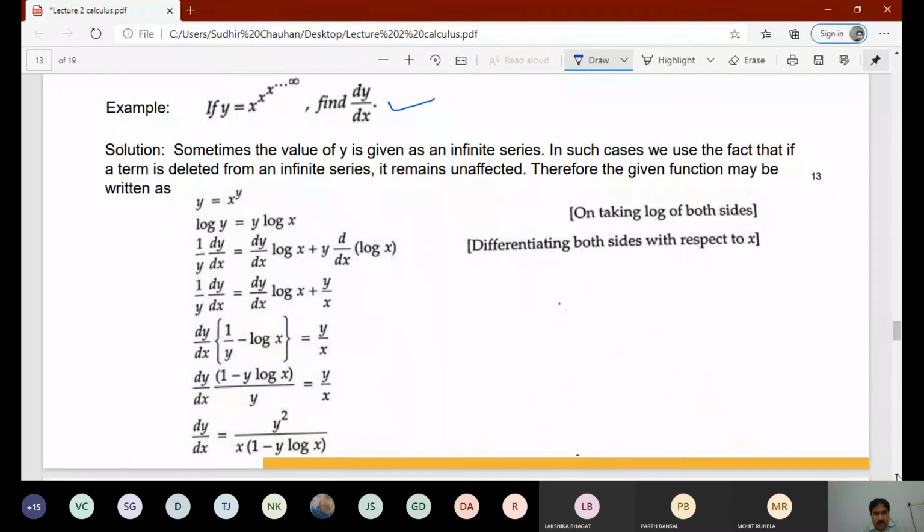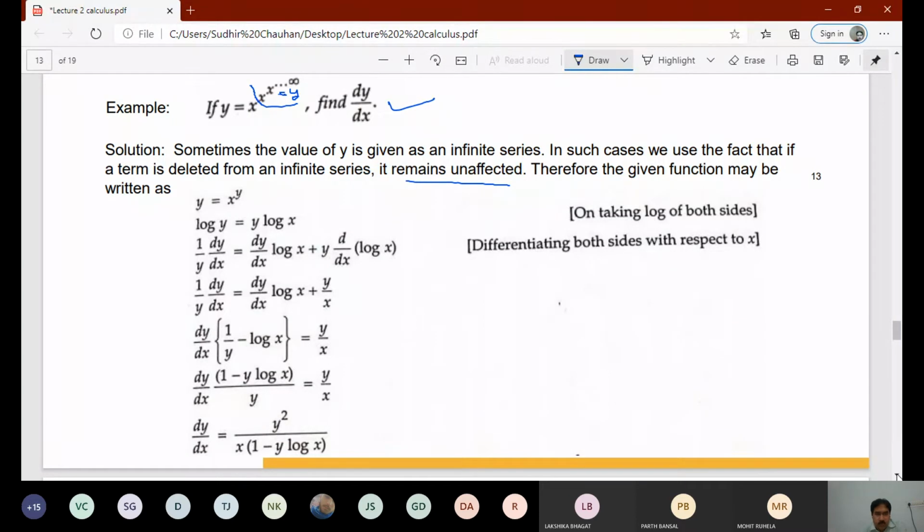So here sometimes the value of y is given as an infinite series. In such cases, we use the fact that if a term is deleted from an infinite series, it remains unaffected. So therefore, the given function may be written as x raised to power the whole series, which is again equal to y. So we write this function as y. So y is equal to x raised to power y now, because y is an infinite series.